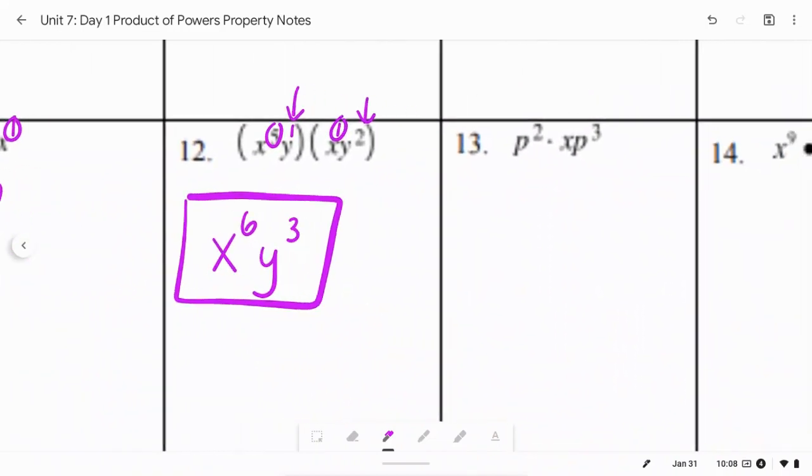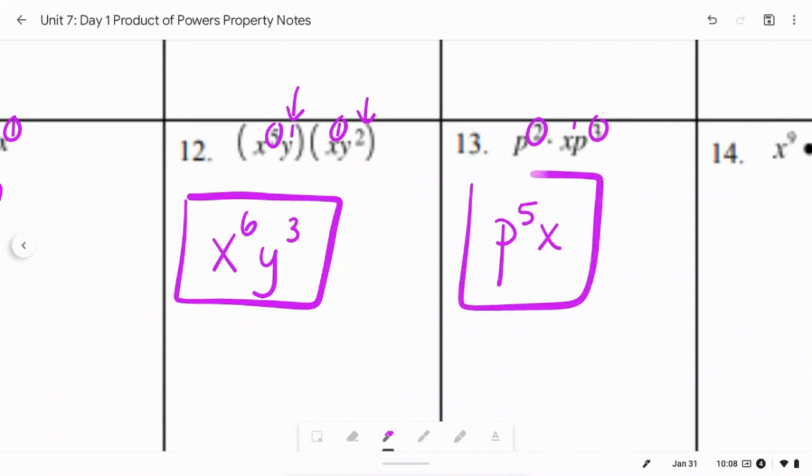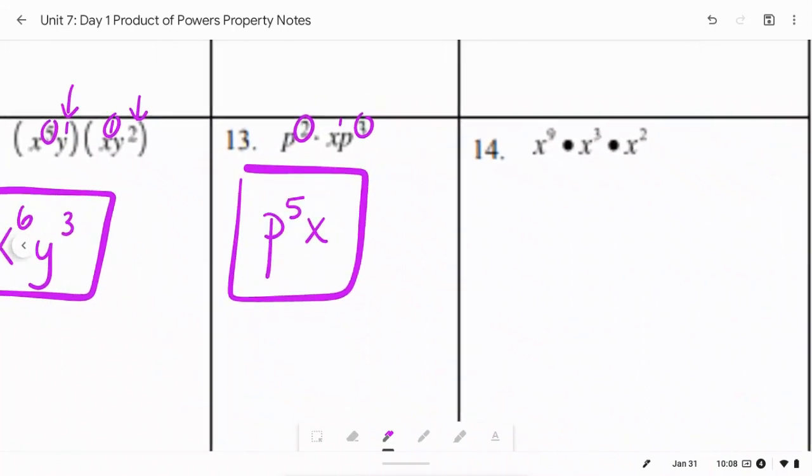In example 13, put an exponent of 1 with the x, and then you can only combine the p's for this example. So we're going to add the 2 and the 3 together to get p to the 5th power, and then just bring down x to the 1st power since we can't add that. So sometimes you just have to bring down an exponent if you can't combine it with anything. Next example, these are all x's, so we're just going to add all of those exponents together. So 9 plus 3 plus 2 is x to the 14th power.